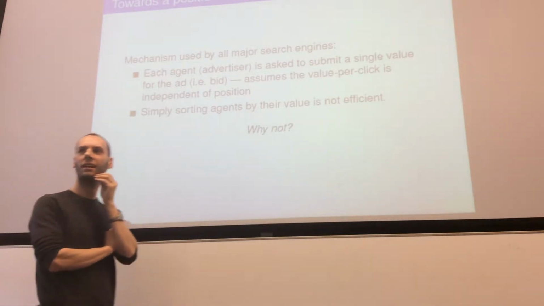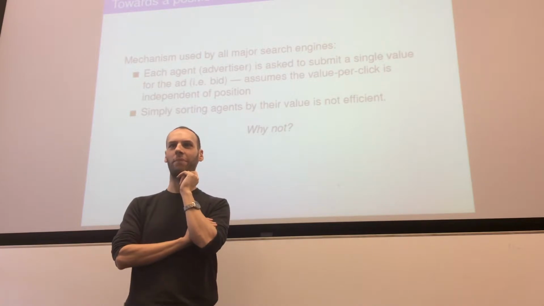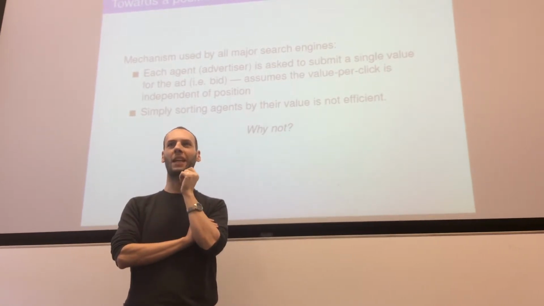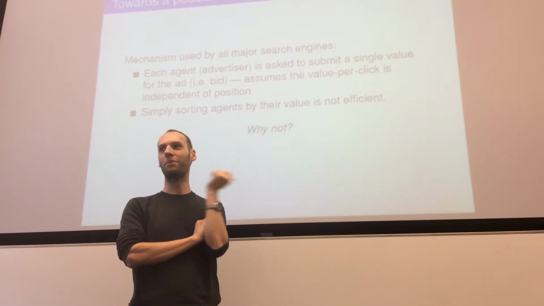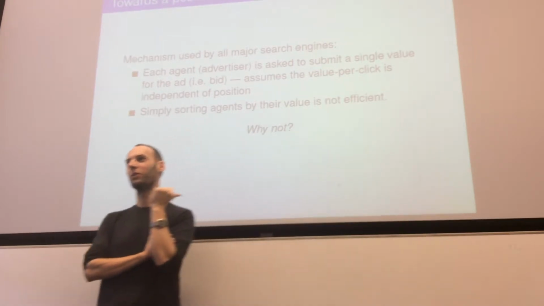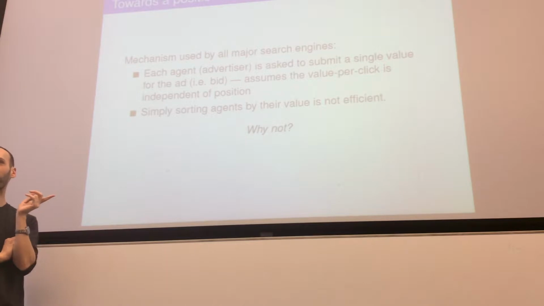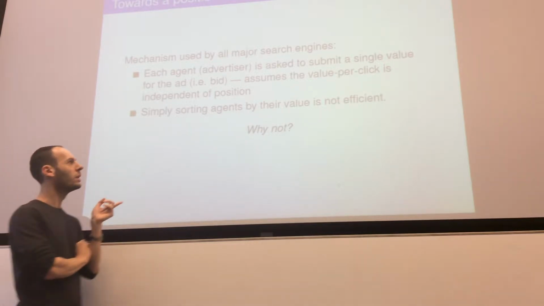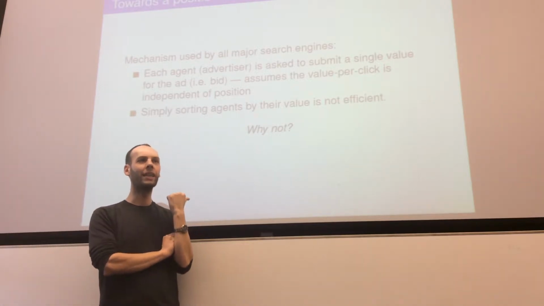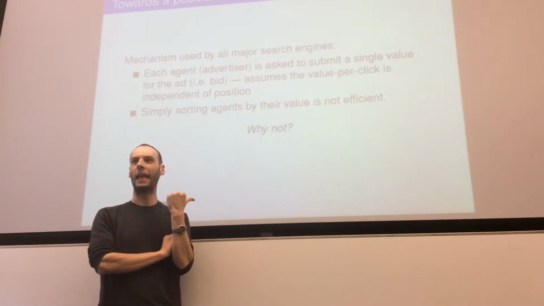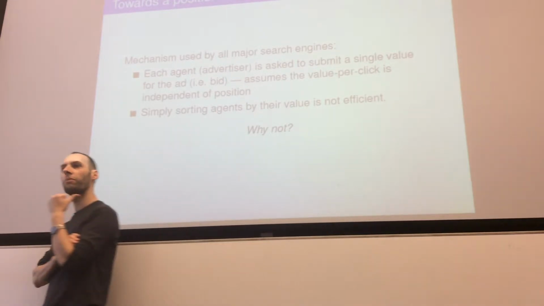Yeah. The user's just going to ignore them. Which means they're not going to be clicked, which means, since it's pay-per-click, no revenue for Google. That's the key here. If no one clicks these ads, Google's not going to make any money out of it, because Google is getting the revenue from the advertiser.